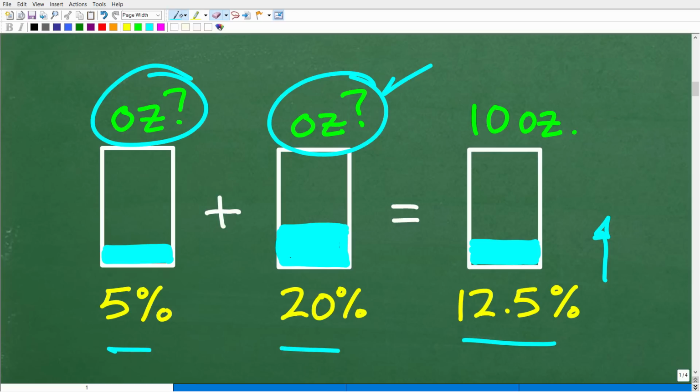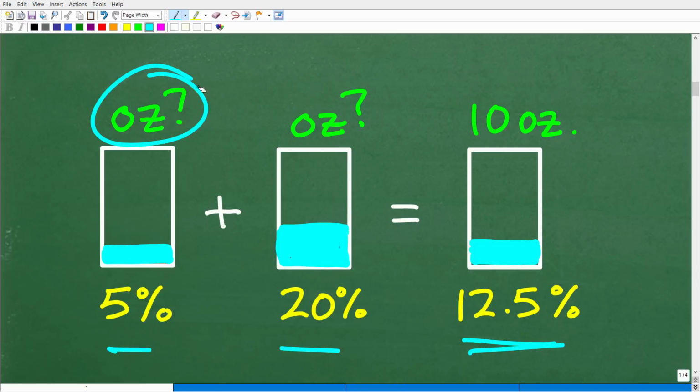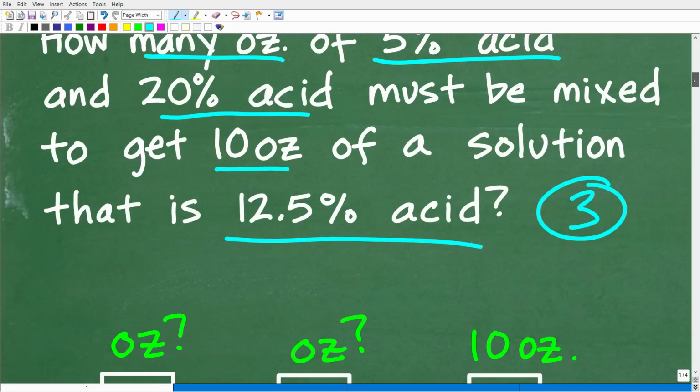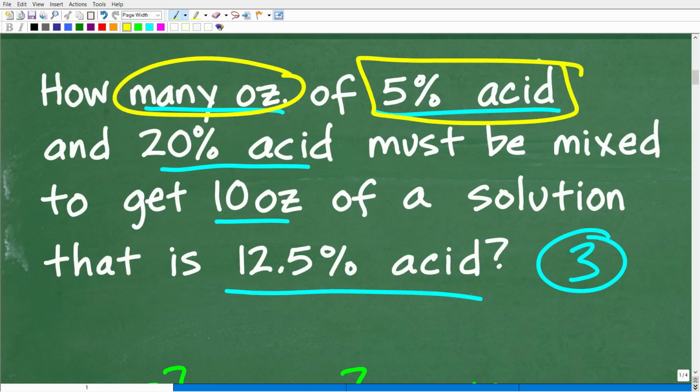And we're going to have to figure out exactly how much of this do we use with this to make 10 ounces of this, which, of course, is 12.5% acid. So that's effectively the question. And what we need to observe here is how many unknown values are in this question. Okay, so let's go back to the question. It says, how many ounces of the 5% and 20%.